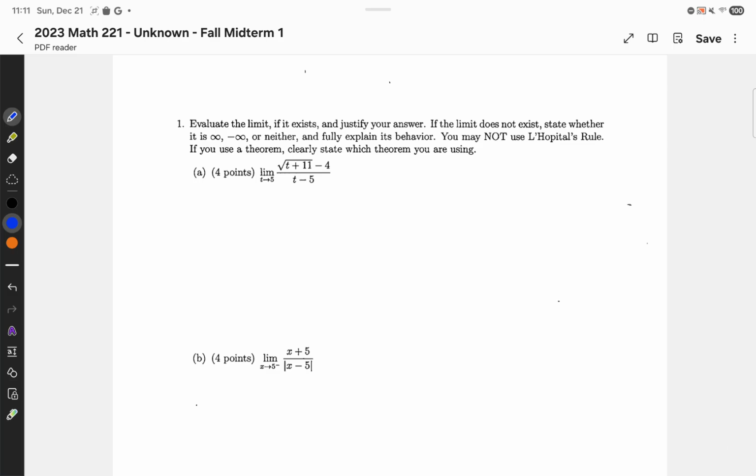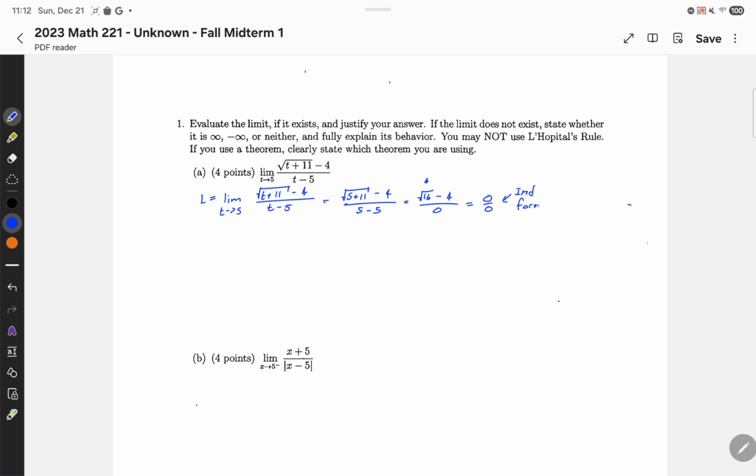To get started with part A, we have, let's call it L, the limit as t approaches 5 of the square root of t plus 11 minus 4 all over t minus 5. So first thing worth doing is always try just plugging in the value, see what happens. If we plug in 5, we get the square root of 5 plus 11 minus 4 all over 5 minus 5, which is just the square root of 16 minus 4 over 0. Square root of 16 is just 4. 4 minus 4 is 0, so we're left with 0 over 0. And this is one of our indeterminate forms.